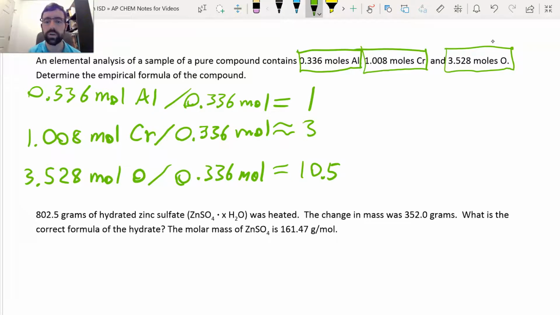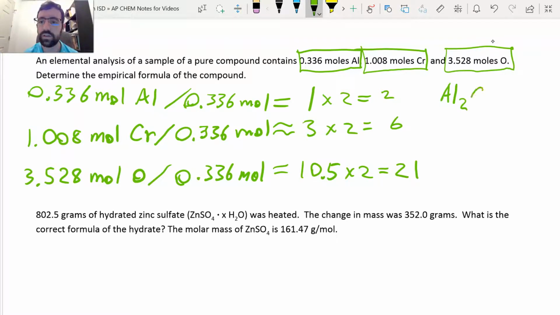Well, what's the problem with this? We don't have whole numbers, so we're going to have to multiply till whole. What would we multiply this by? Well, I have a half integer here. I'm going to multiply it by 2, multiply this by 2, multiply that by 2. So I end up with 2, 6, and that would be 21. So I have Al2Cr6O21.